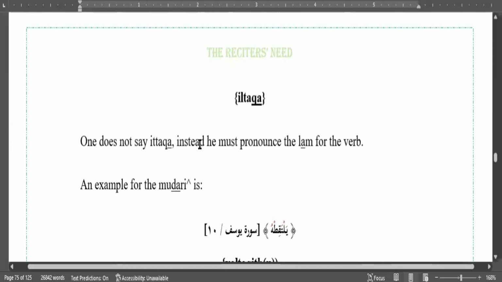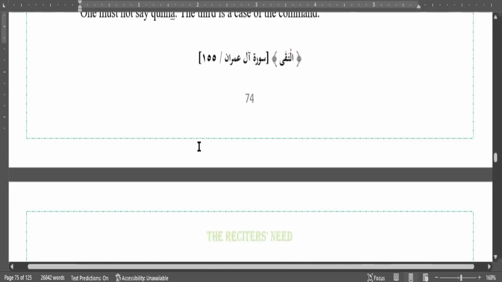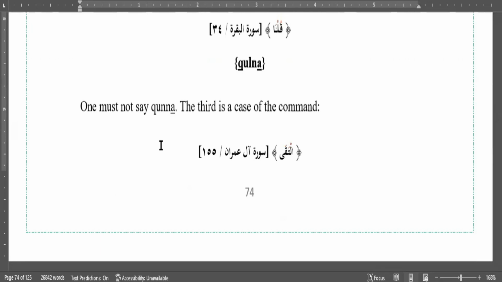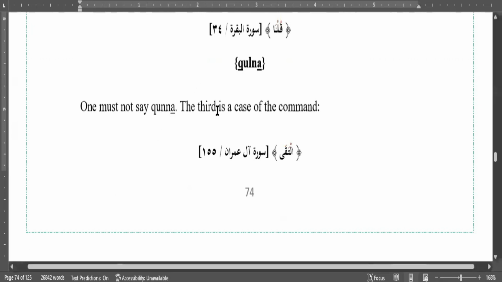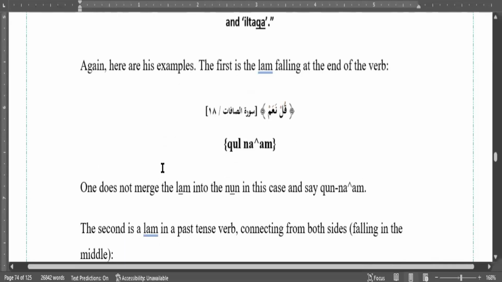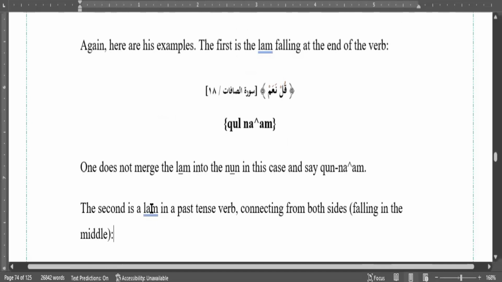What does Iltaqa mean? Iltaqa, he met, he encountered. Yes. Iltaqa, yaltaqi, he meets, he encounters. Iltaqi, with just a mere kasra, is going to be the command. Right. Yaltaqi, yes, iltaqi. So, the third is not a case of command. Allahu Akbar. So, the second is a lam.